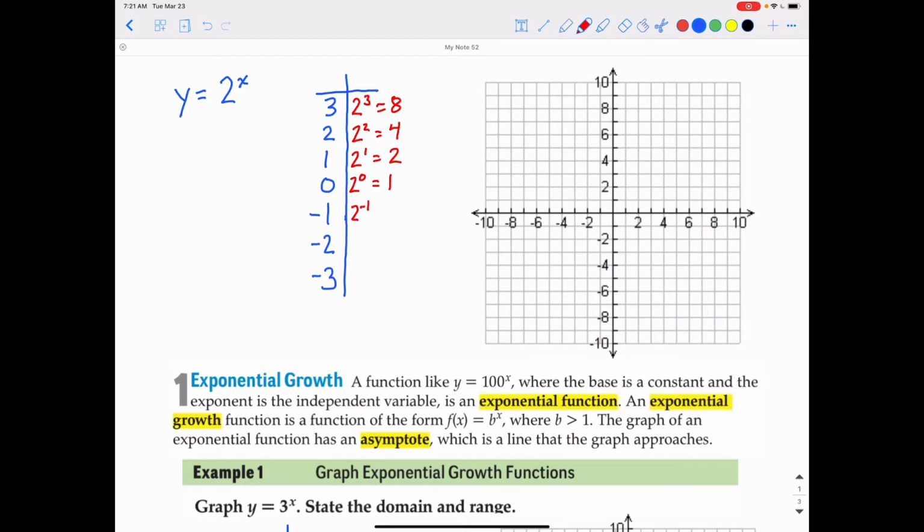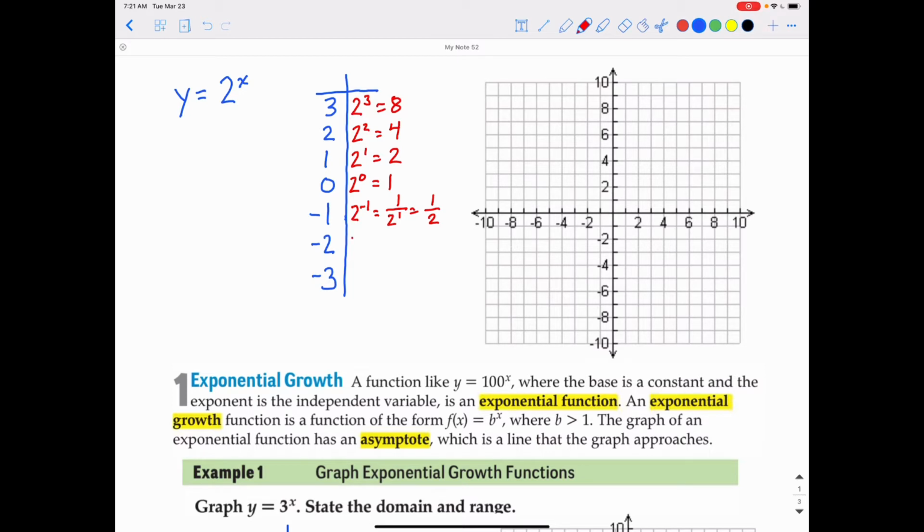What did negative exponents mean? Recall that negative exponents are the reciprocal exponents. So we take the 2 and we place it underneath a 1 in the bottom of a fraction. So it becomes 1 over 2 to the positive first power, and that is 1/2.